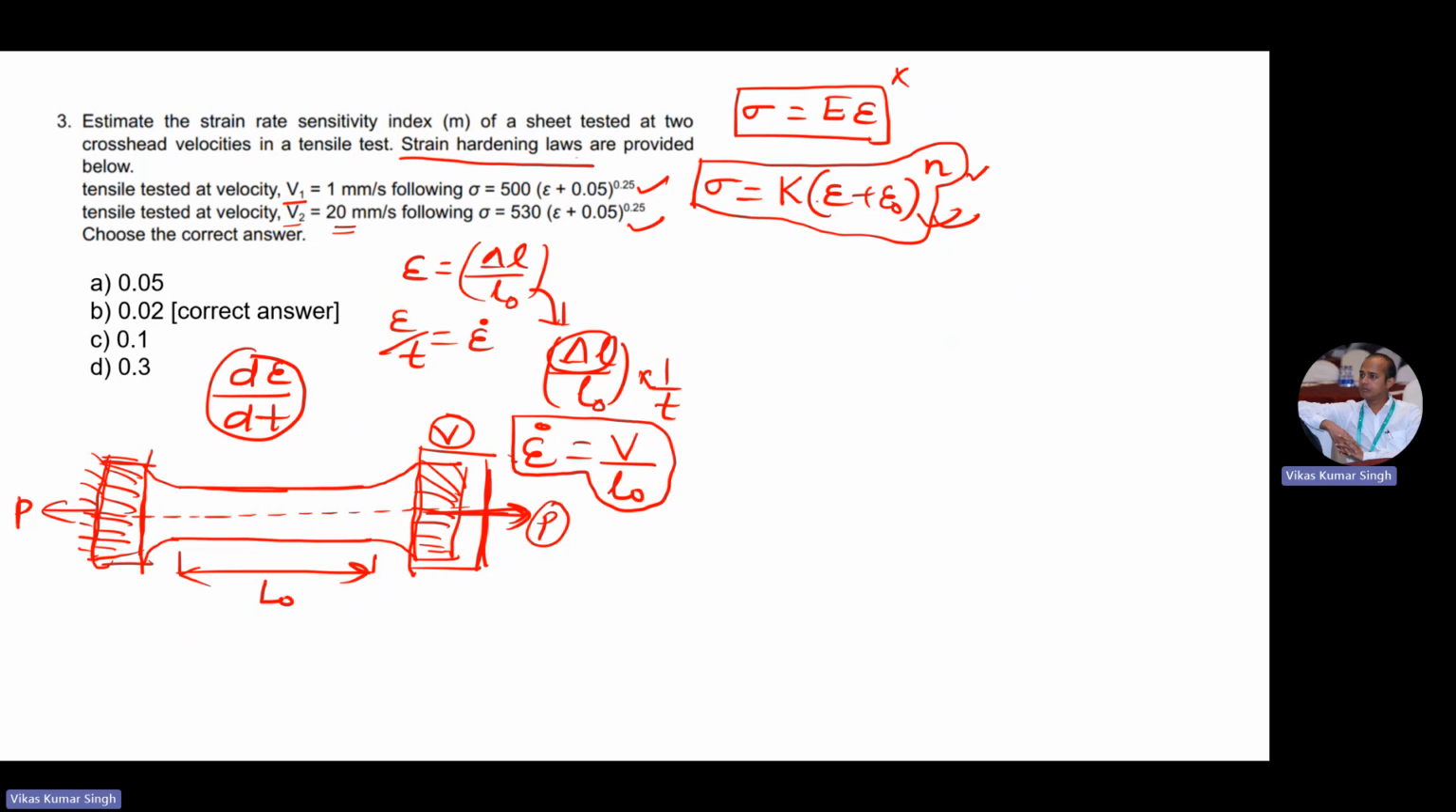So the strain hardening law is in terms of strain, and if we write the same formula in terms of strain rate, that is called sigma equal to C into epsilon dot to the power m. Here n was the strain hardening exponent or strain hardening coefficient, and here m is called the strain rate sensitivity. So m is nothing but strain rate sensitivity.